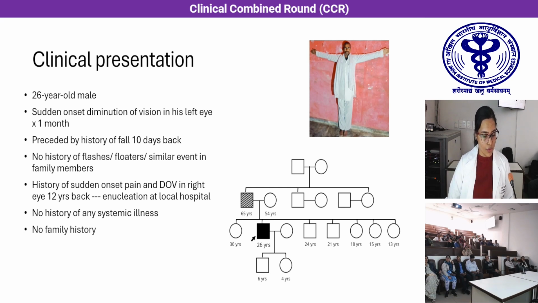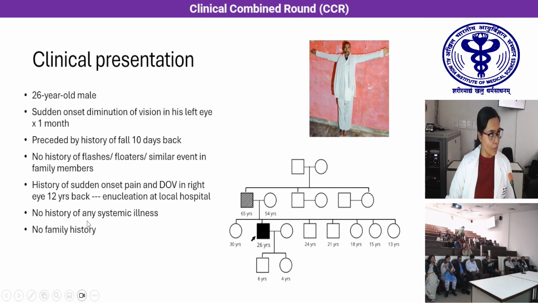preceded by a history of fall 10 days back. He had no history of flashes, floaters, or similar event in family members. He had a history of sudden onset pain and diminution of vision in the right eye, for which he underwent enucleation 12 years back. There was no history of any systemic illness.